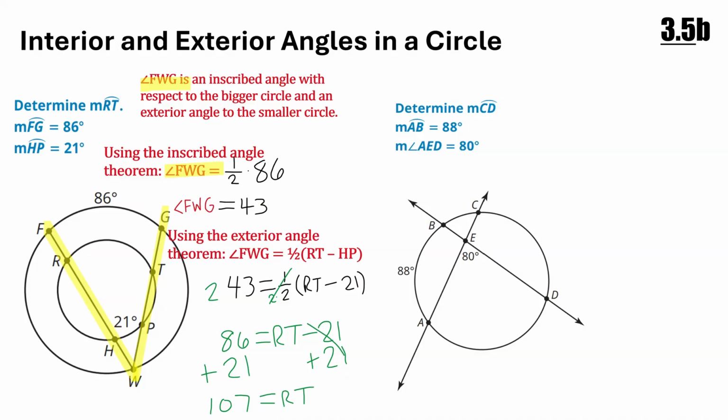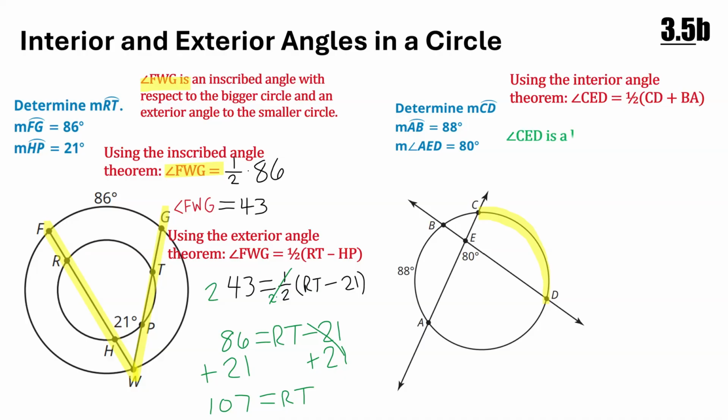The second problem asks to determine the measure of arc CD, given the measure of arc AB equals 88 degrees and arc AD equals 80 degrees. To find arc CD, use the interior angle of a circle theorem to state angle CED equals 1/2 of CD plus BA. However, at the current moment, angle CED is also unknown, so that becomes a starting place.